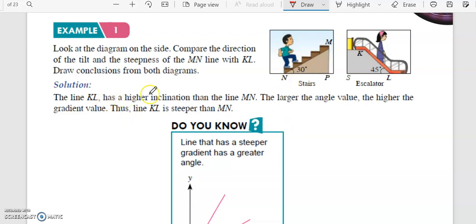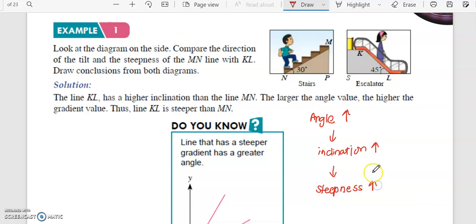What is the relationship between the angle and also the steepness? The line KL has a higher inclination than the line MN. Bila steepness dia tinggi, kita call as higher inclination. The larger the angle value, the higher the gradient value. Thus, line KL is steeper than MN. So benda pertama ialah awak tengok value dia, angle. Kalau angle dia tinggi, so apa akan jadi? Inclination dia pun akan lagi higher lah. Inclination higher, and then bila inclination higher, angle tinggi, what does it mean by steeper? Steepness dia akan greater juga.